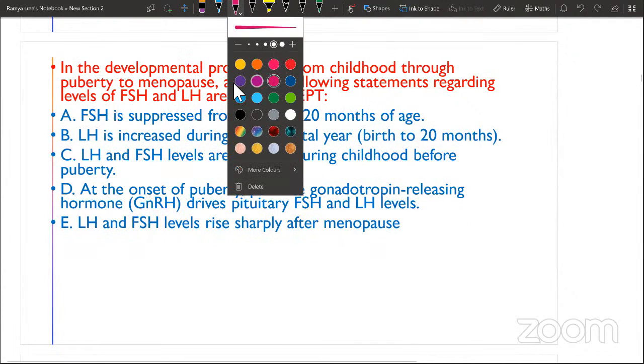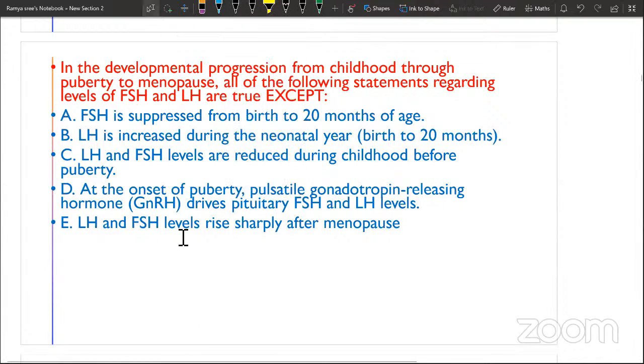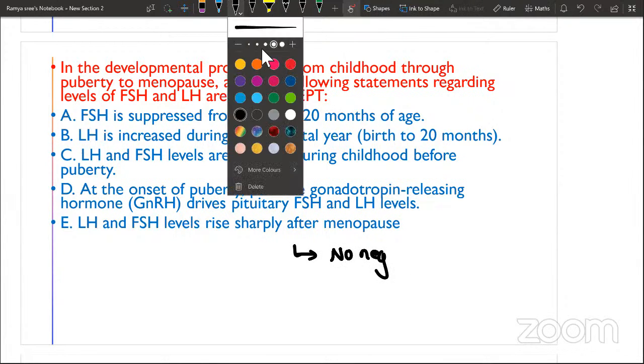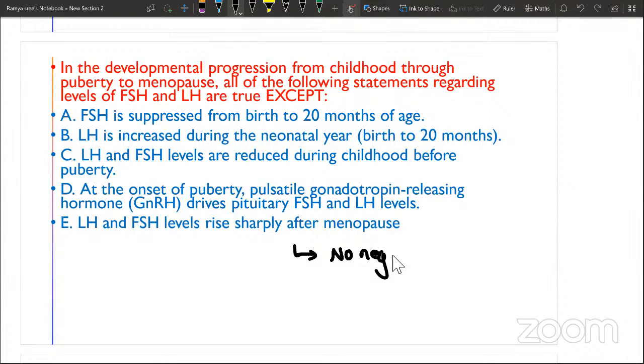So this was the question which we had, right? LH and FSH levels rise sharply after menopause. Many of you agreed it's correct, right? Why do LH and FSH levels increase sharply after menopause? It is due to no negative feedback by FSH and LH. Sorry, no negative feedback by estrogen and progesterone, right? And how much is the level of FSH and LH post menopause? It will become more than 40 international units per liter.